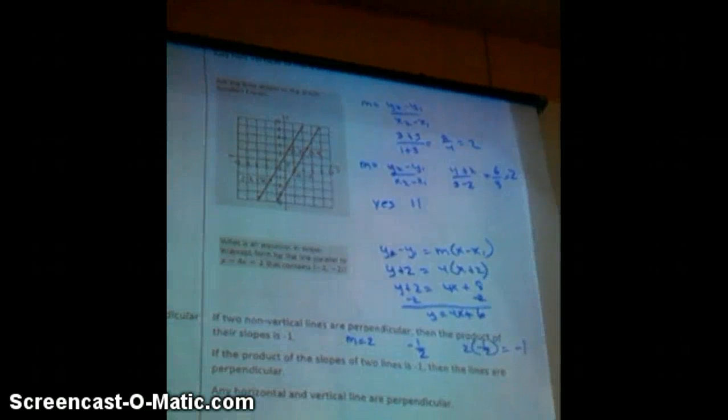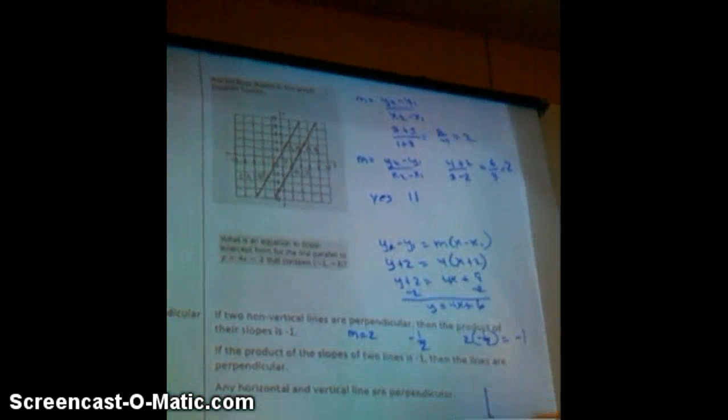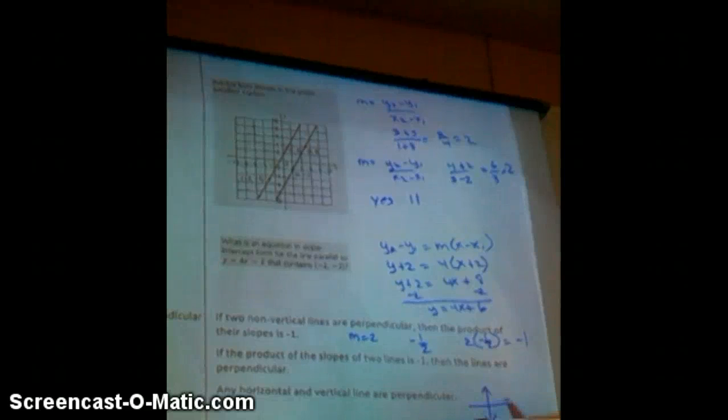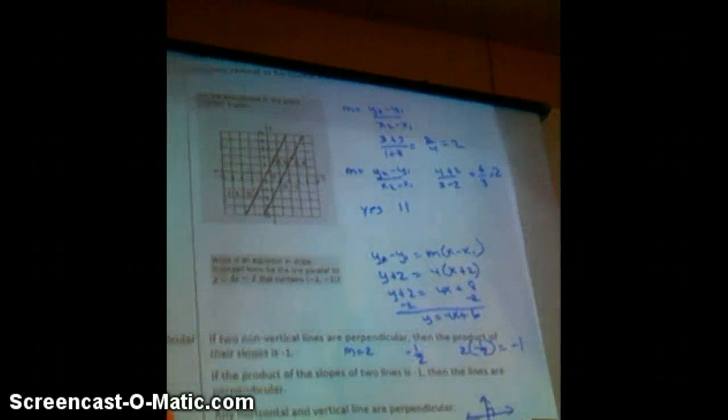Okay, any horizontal and vertical line will be perpendicular because if you cross a vertical and a horizontal line, you will get a right angle. Okay, just a couple more examples and we will be done.